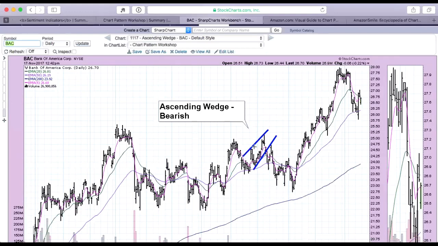Again, you have the two lines here that are the trend lines that are drawn so that they would eventually intersect, but typically not that soon. And it should be pointing upward. And the idea, the textbook tells you to expect a downside breakdown from the ascending wedge.